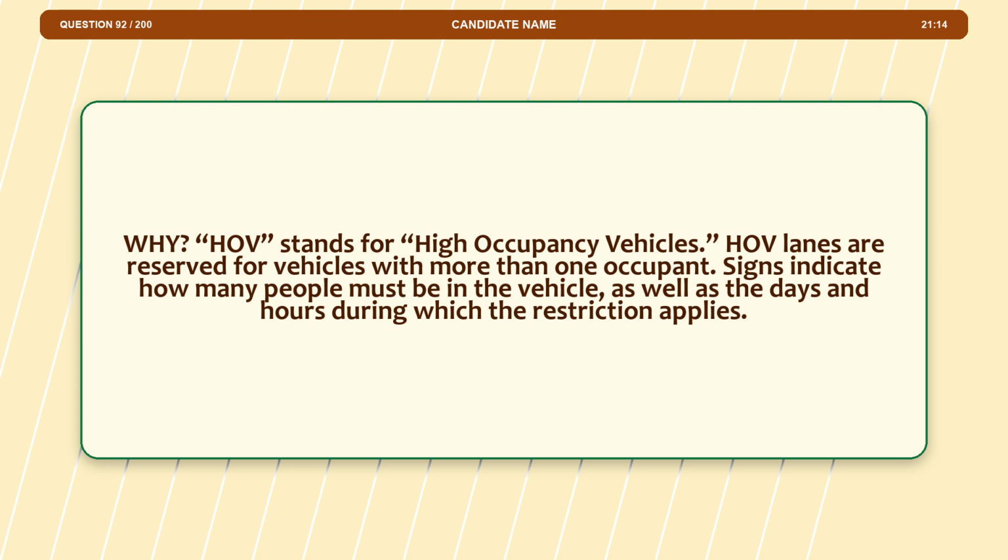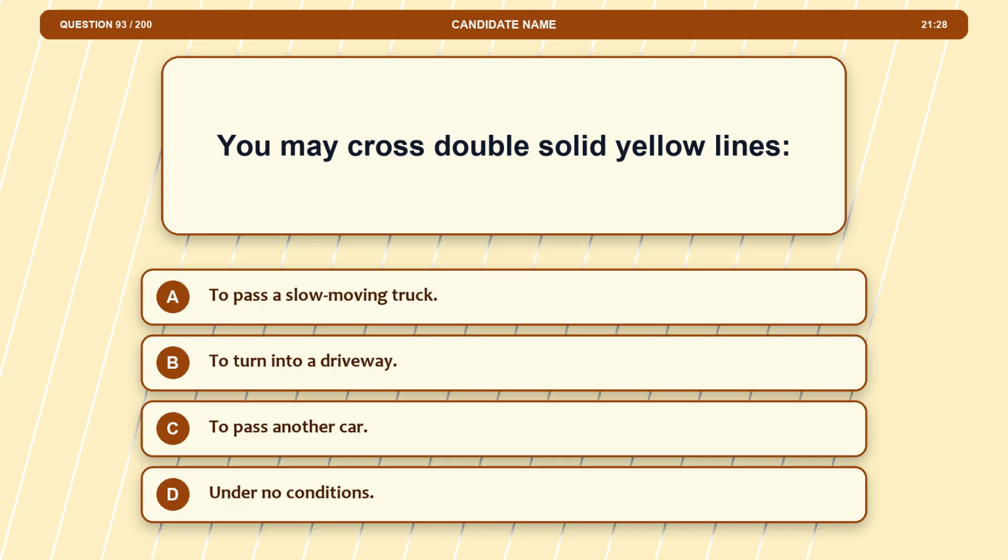restriction applies. Question 93. You may cross double solid yellow lines. Option A, to pass a slow-moving truck. Option B, to turn into a driveway. Option C, to pass another car. Option D, under no conditions.